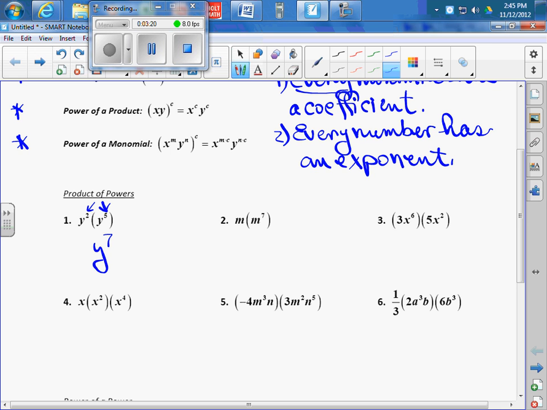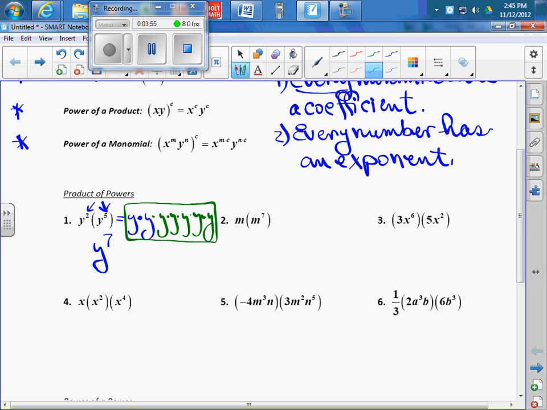Again, the reason why that works is because y squared means y times y. Y to the fifth means y times y times y times y times y. And how many y's am I multiplying together here? Well, I have 7 of them, so my answer would be y to the 7th. So suffice it to say, we're always going to multiply the coefficients and add the exponents of like bases.